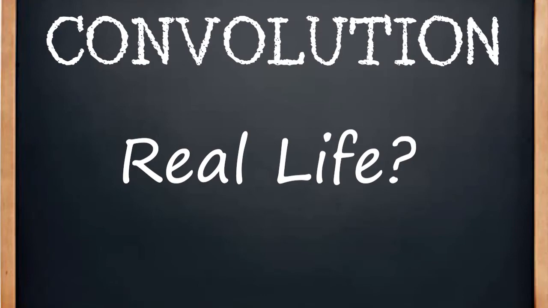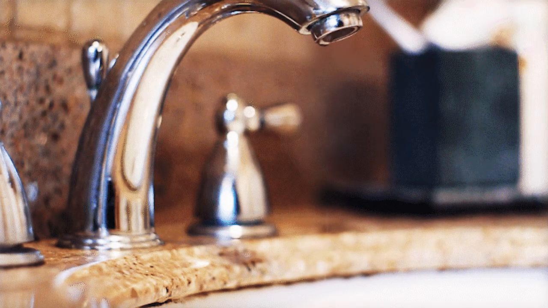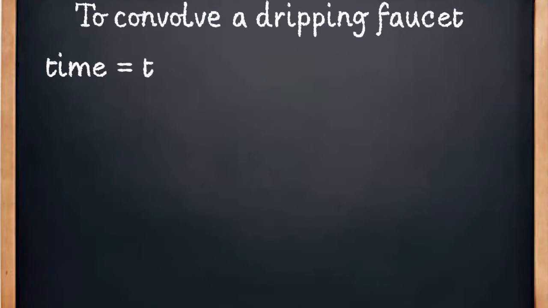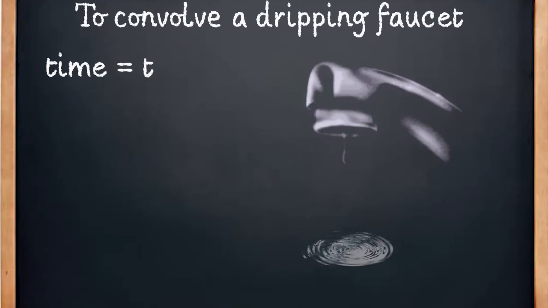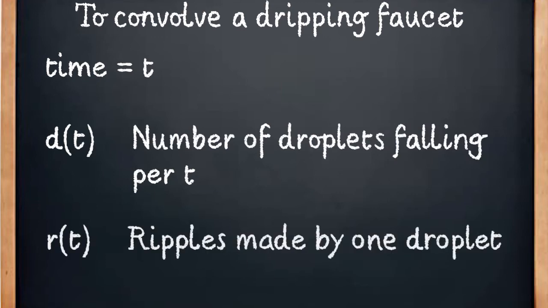Now let us look at what convolution looks like in real life. Imagine you have a leaking faucet. For every unit of time t, droplets of water fall into a puddle at the bottom of the faucet. From this scenario, we can make two functions, d of t, the number of droplets falling for every time t, and r of t, the amount of ripples made by the droplets.